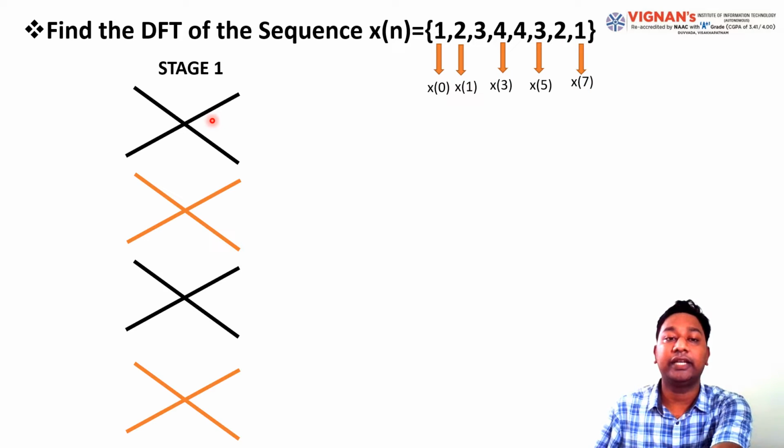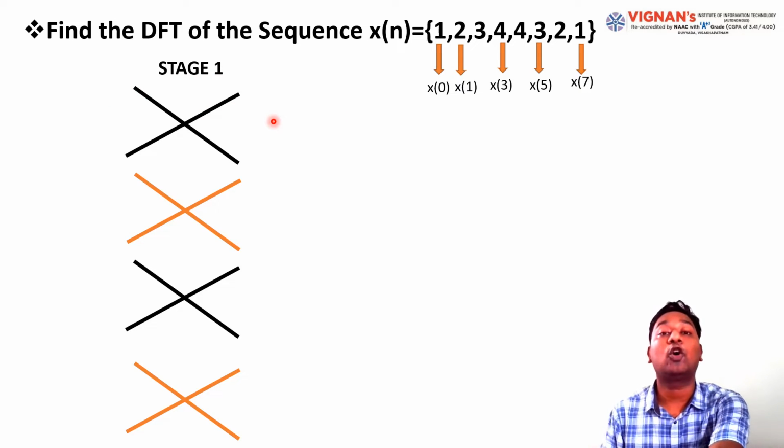Now for n equal to 8, how many butterflies will be associated? There will be 4 butterflies for each stage. Stage 1, 4 butterflies will be there. In stage 2 and stage 3 also 4 butterflies will be there. Now in stage 1 the input will be in bit reversal order.